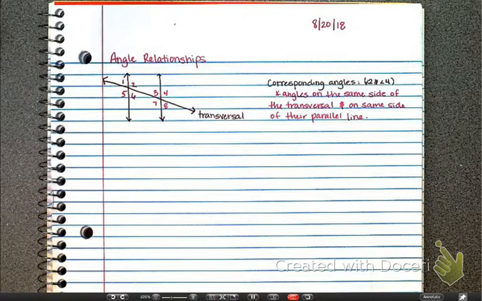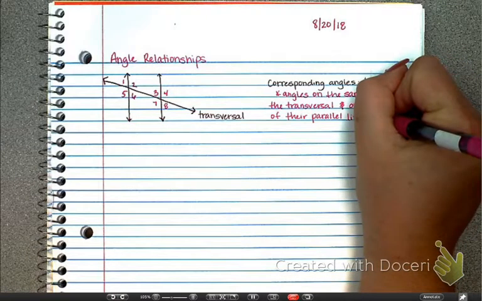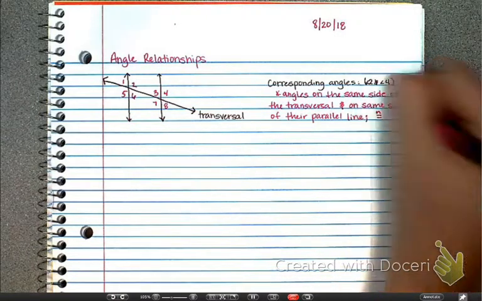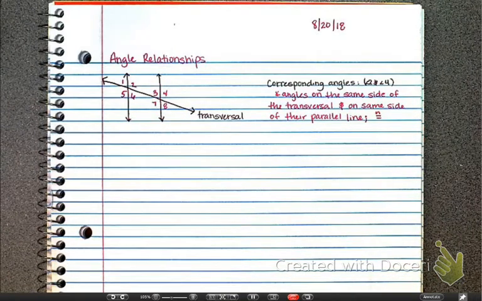Do we remember there's two different ways we would set these up? They're either going to be equal to each other or they're going to be supplementary. Do you remember which ones corresponding angles are? Are they congruent or are they supplementary? They're congruent, so they're going to be equal to each other. What does supplementary mean? They add to 180. Okay, good. So that's the first one, corresponding angles.